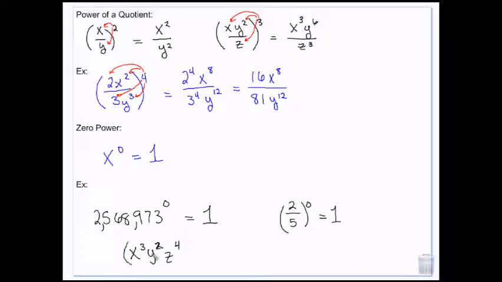Some big, long variable expression raised to the power of 0, it equals 1. It doesn't matter. If you raise it to the power of 0, it's just 1.